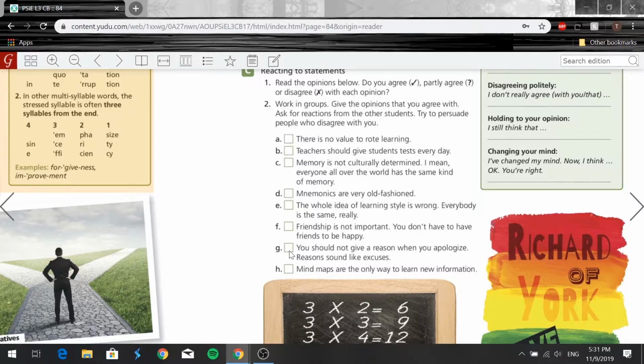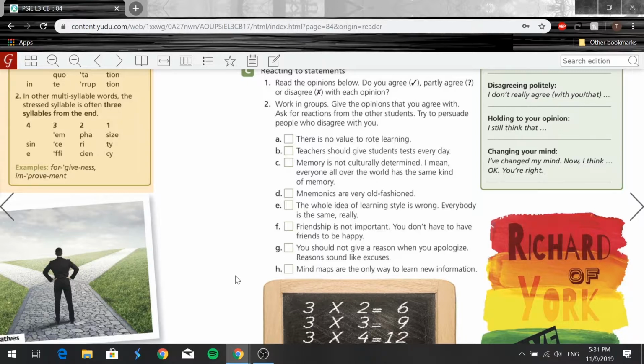This excuse that we're talking about totally depends on what you were doing at that time. Were you watching TV? Because that sounds like an excuse. Were you, I don't know, too tired? That also sounds like an excuse. So it depends on your reasons. So not all reasons sound like excuses. It just depends on what you were doing at that time. So again, partly agree here.